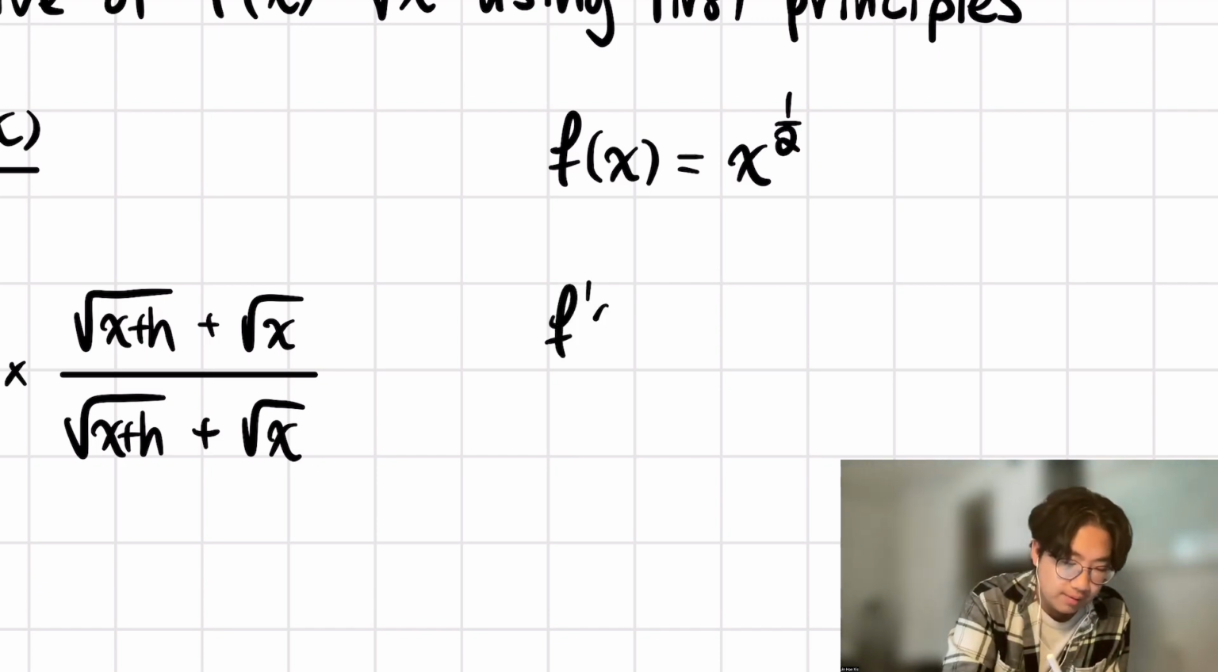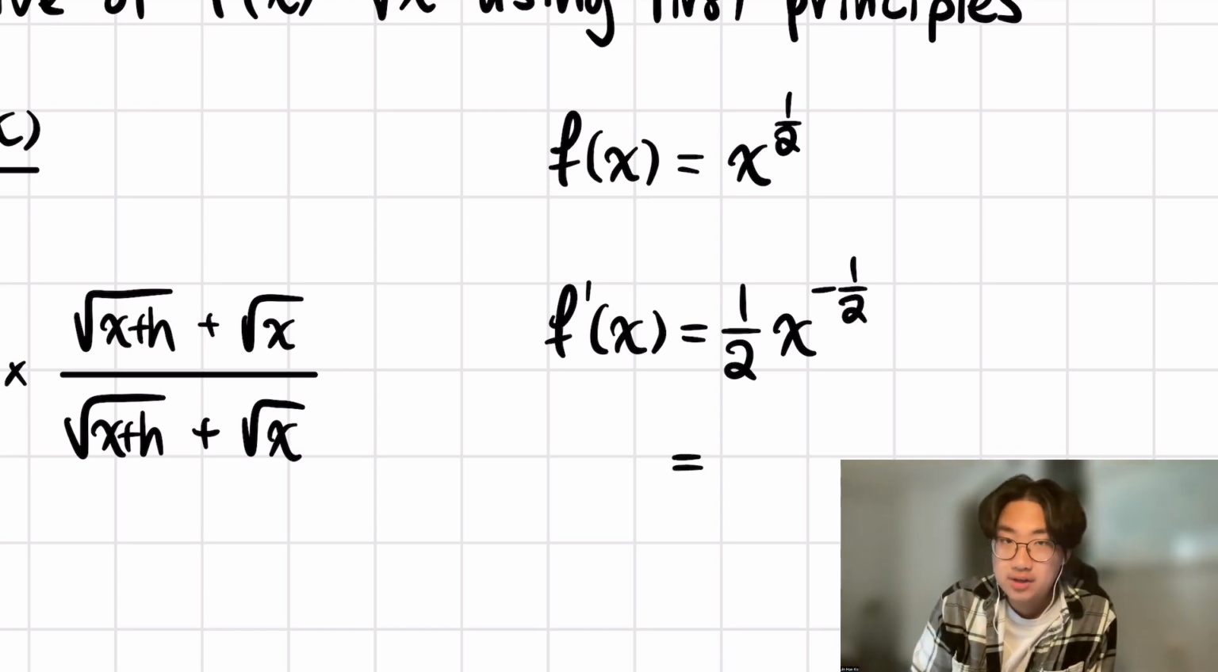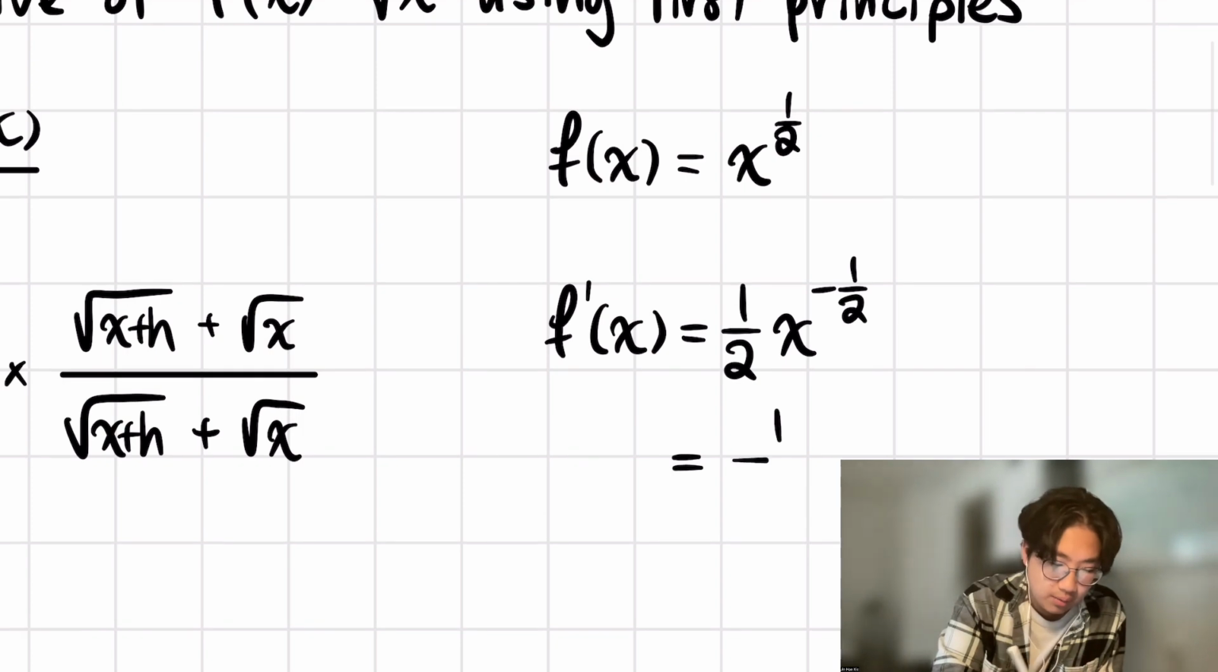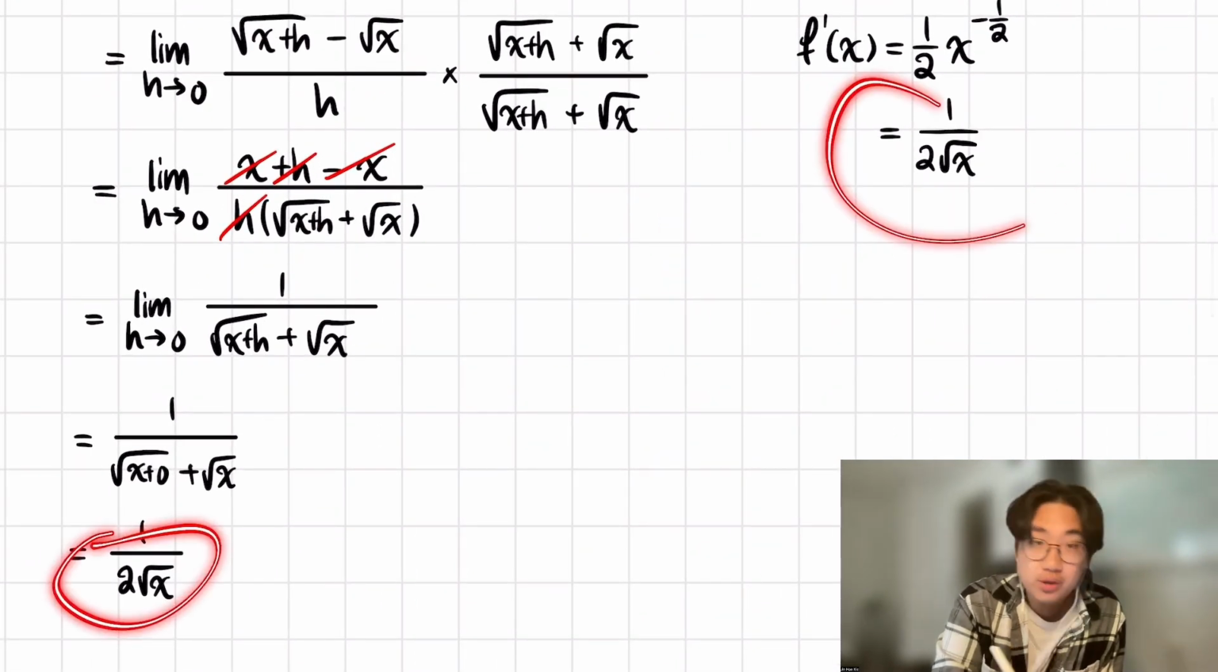So you have f prime of x. So again, you move down the power, subtract by 1. So negative 1/2. And then if we express this as just a fraction, as a rational number, we then just get 1 over 2, and then root x. Again, you'll notice that these two do indeed check out.